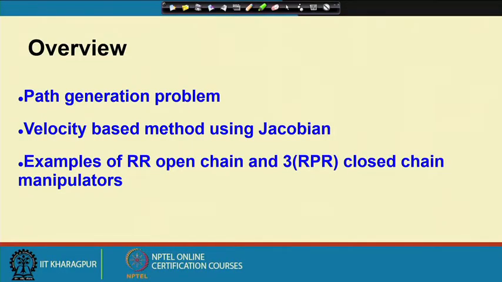To give you an overview of what we are going to discuss in this lecture, we are going to look at the path generation problem using the velocity based method. We will look at examples of the RR open chain planar manipulator and the 3 RPR closed chain planar manipulator.